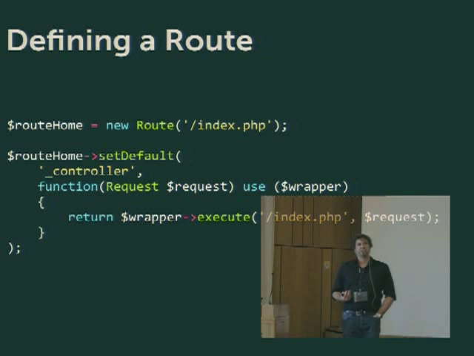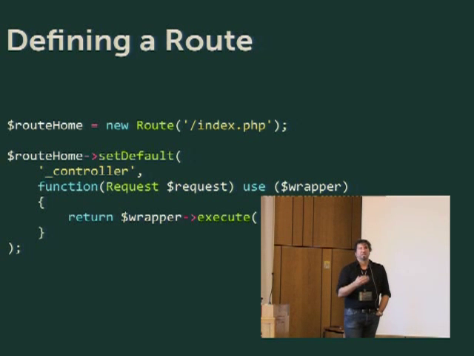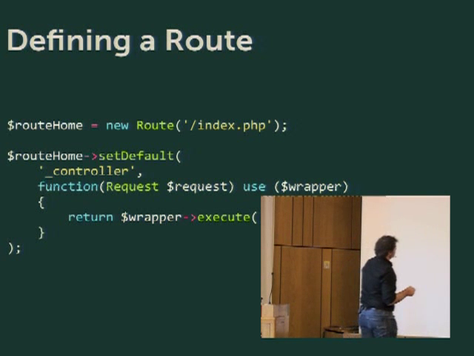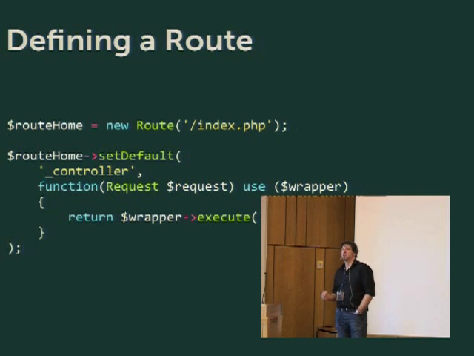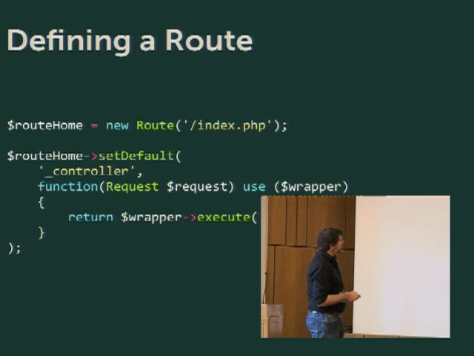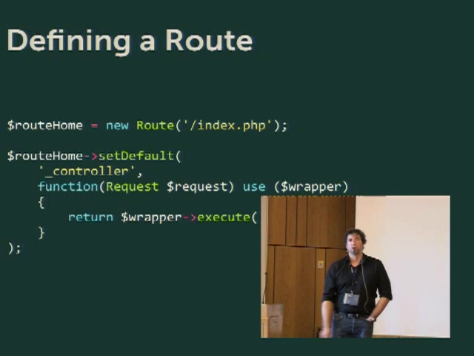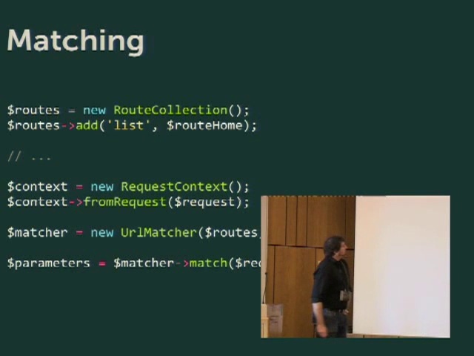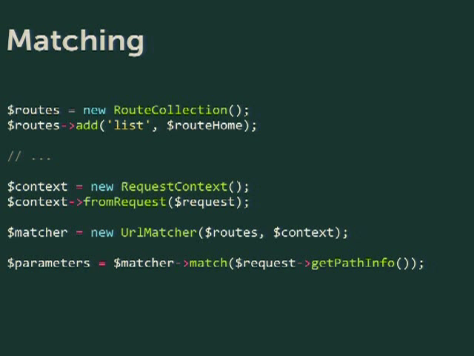And then I set defaults. Set default is simply a key value assignment. And in that case, I choose to use a key called underscore controller. That is just my reserved key to store controllers in. And that can be any callable. In this case, it's just a closure that uses the wrapper to execute my old legacy code. And when I work with more routes, I can use a route collection and add my route objects to this, assigning them a name. So that would be the list route that lists all the tasks.